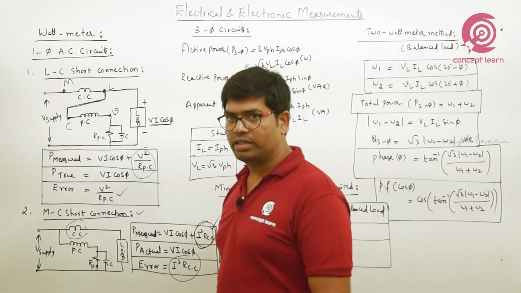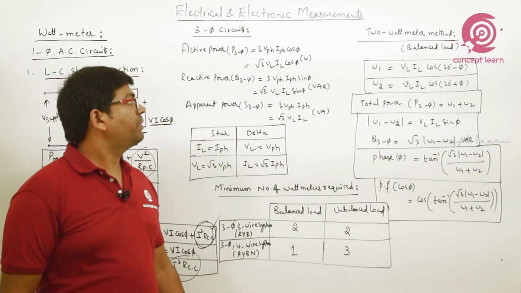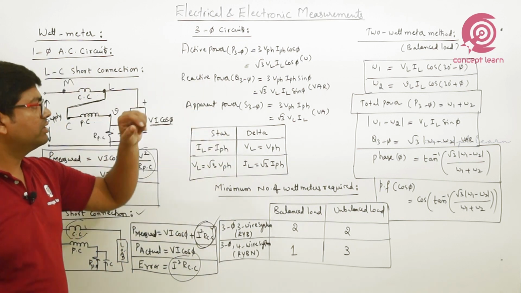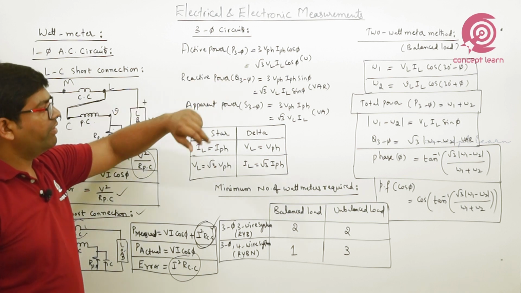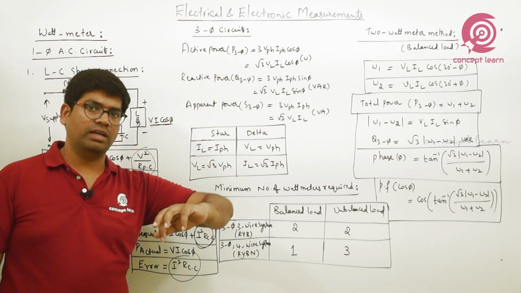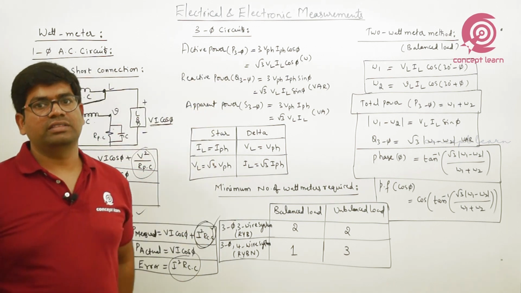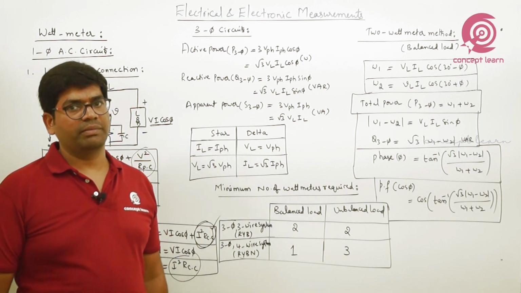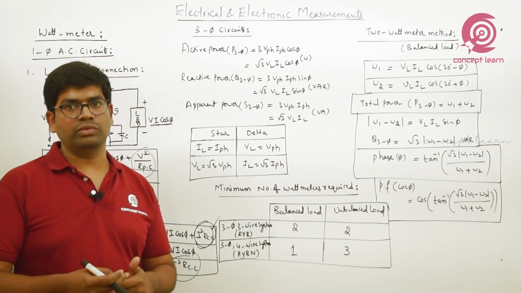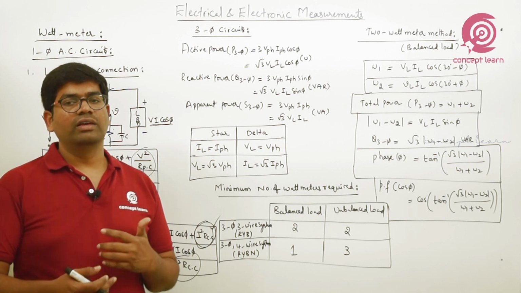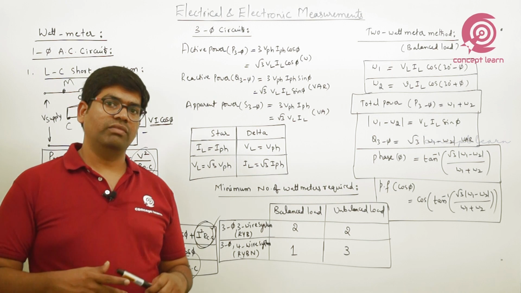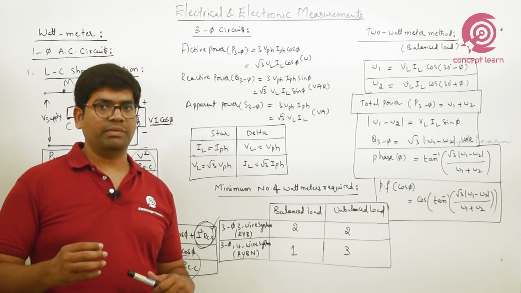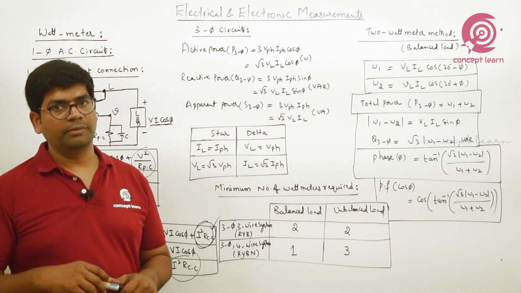Now we look into the measurement of power in a three phase circuit. First, notice the expressions. In three phase, you can indicate the parameters either in terms of line or phase parameters. Line means between two lines like RY, YB, RB. If you have the quantity between lines, we call it a line parameter. Phase parameter means it is between the line and neutral.